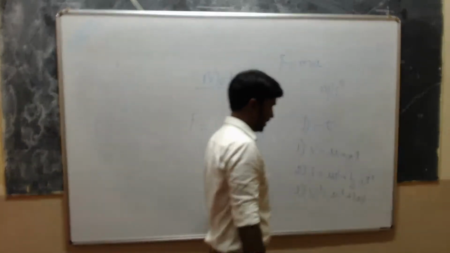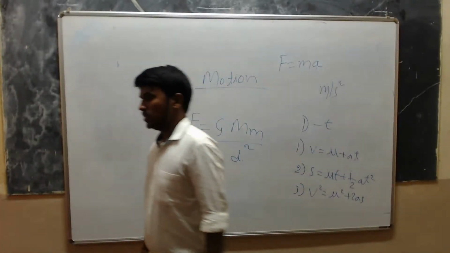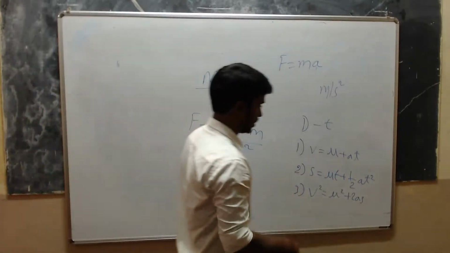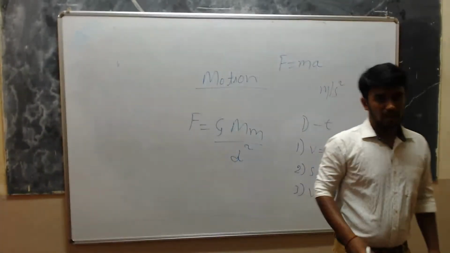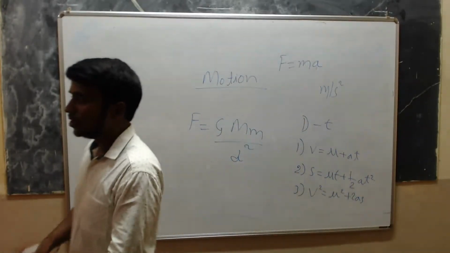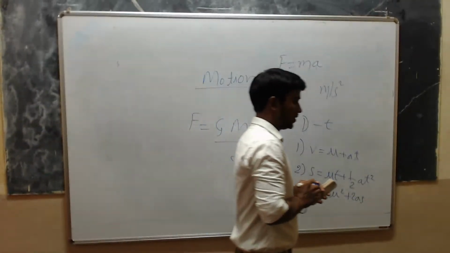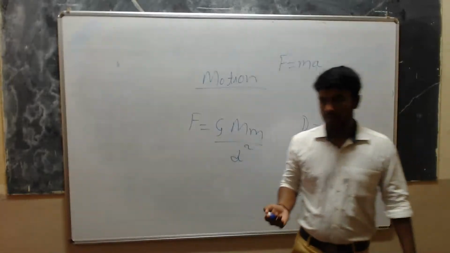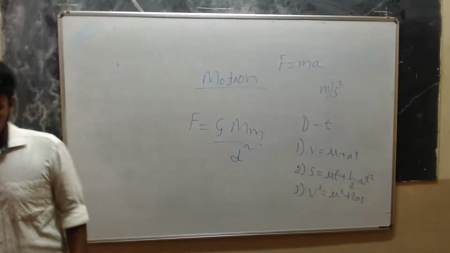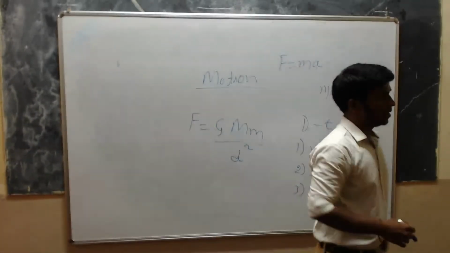Later we studied the importance of the universal law of gravitation. Then we studied what is free fall, or when do we say that objects are in free fall? When objects are under the influence of gravitational force alone, we say that those objects are in free fall. Later we discussed the difference between mass and weight. Then we studied pressure, thrust, and Archimedes principle.